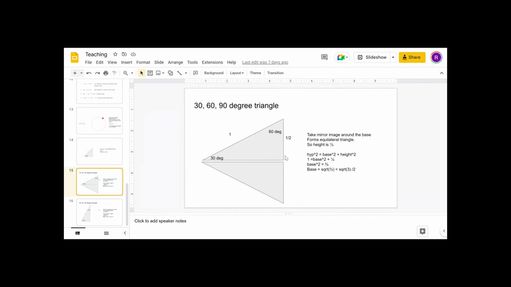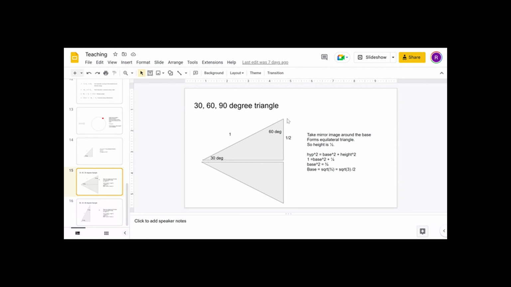30 degrees is half. Why is it half? Because if I reflect the triangle around the base, then I will get exactly an equilateral triangle. Why will it be equilateral? Because this is 60, so this will also be 60 because of the mirror image. And this will become 30 plus 30, which is also 60. So all the three angles will become 60, and because this becomes an equilateral triangle, you know that this is half.